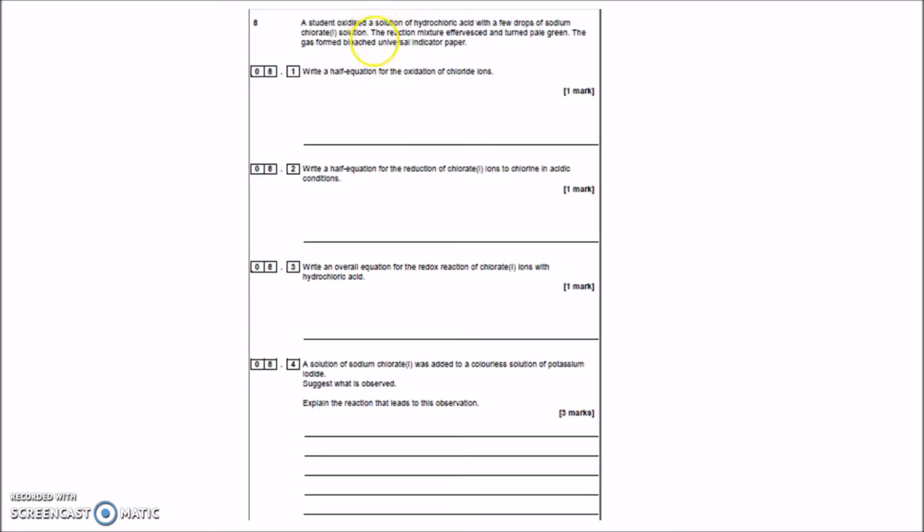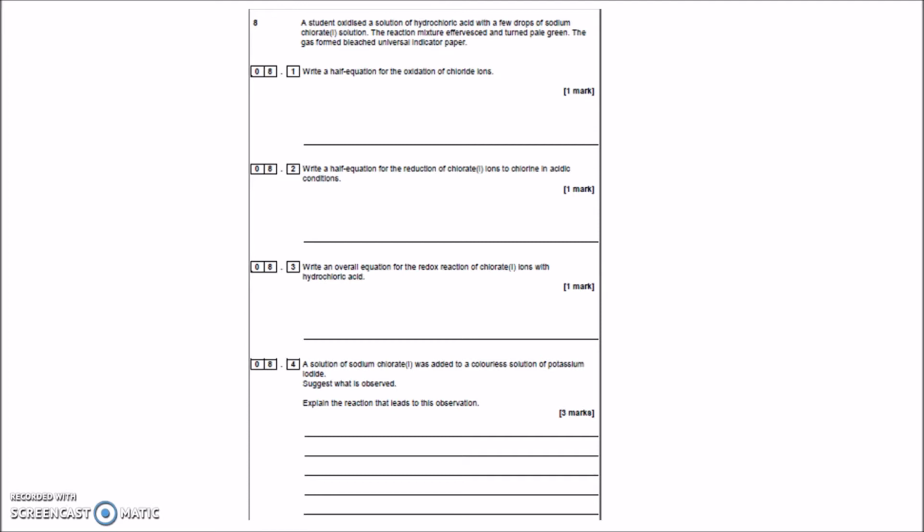Question 8. A student oxidized. So what's oxidation? Oxidation is loss of electrons. Okay, OIL RIG. Oxidation is loss of electrons. Reduction is gain of electrons. So something's being oxidized, it's losing electrons. A student oxidized a solution of hydrochloric acid, so the hydrochloric acid is being oxidized. It's losing electrons.